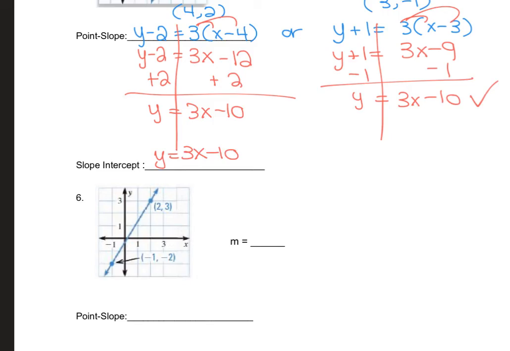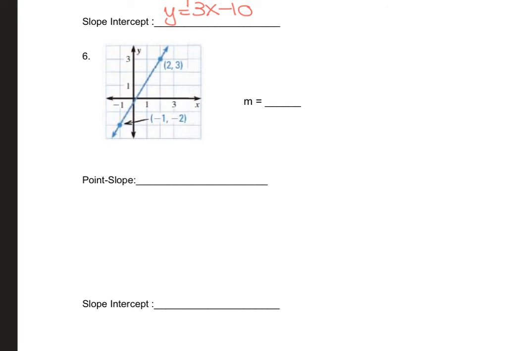All right, let's do the bottom one here. Got to find my slope, so I'm going to go to my left point, and I am going to figure out how many I need to go up, how many I need to go over. So I'm counting boxes, not lines, not dots, not whatever, boxes. 1, 2, 3, 4, 5. So I have to go 5 up and 1, 2, 3 over. So my slope is 5 over 3. Again, picking your point, I'm going to pick 2, 3. So my point slope is y minus 3 equals 5 over 3, x minus 2.